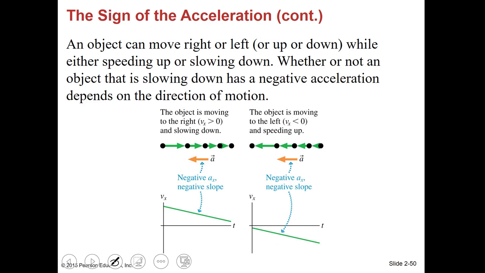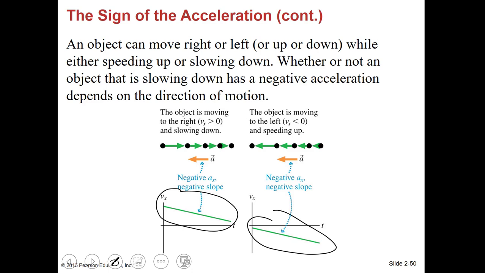The acceleration could also be negative. So the slope of the velocity versus time graph has to be negative. So the one on the left here, the velocity is positive, but getting less and less positive. You're slowing down, so the acceleration is negative. Here, same thing, the slope is negative. The velocity is negative and getting more and more negative, so the acceleration is negative.